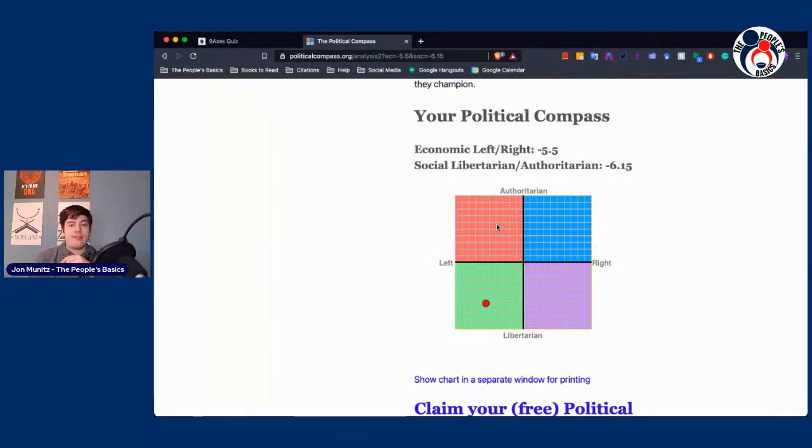It puts me at negative 5.5 economics, so towards the left. And in terms of my authoritarian versus libertarian tendencies, I lean libertarian. I will tell you, this has moved me since the last time I took this test, down and to the left. My previous time taking the test, I was roughly around here. So I am definitely moving more libertarian and more left. I generally identify myself as a geo-libertarian social democrat.